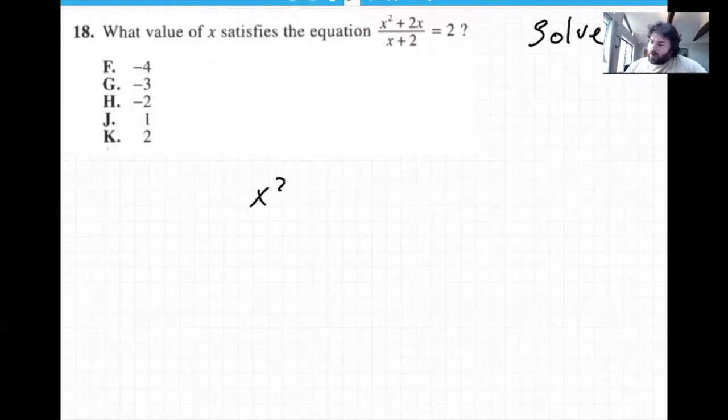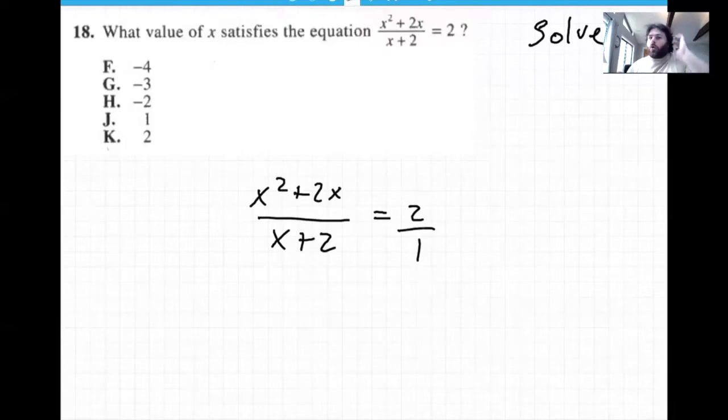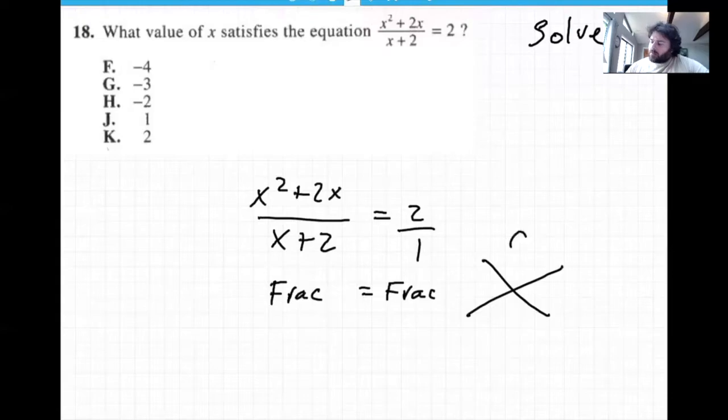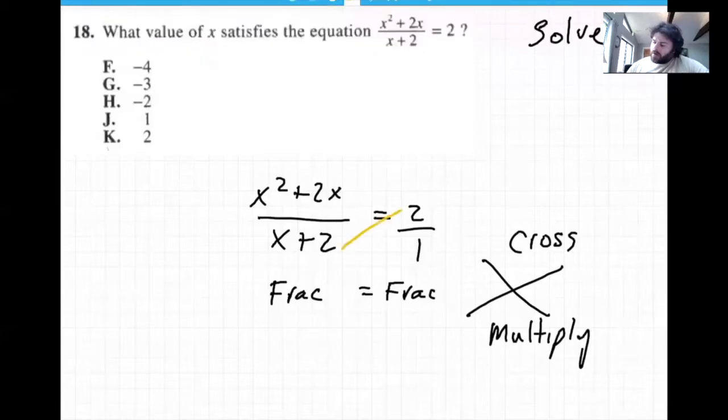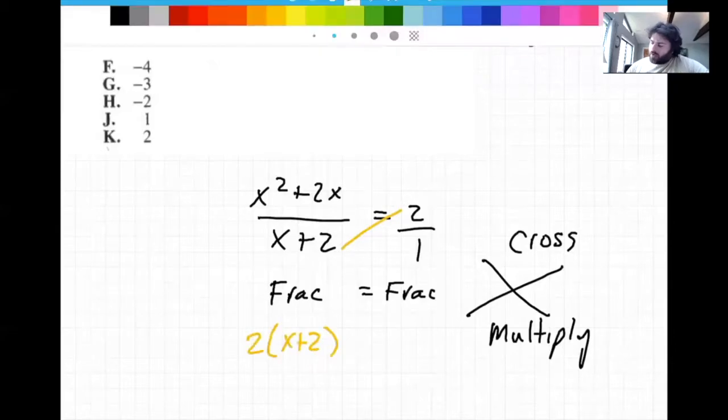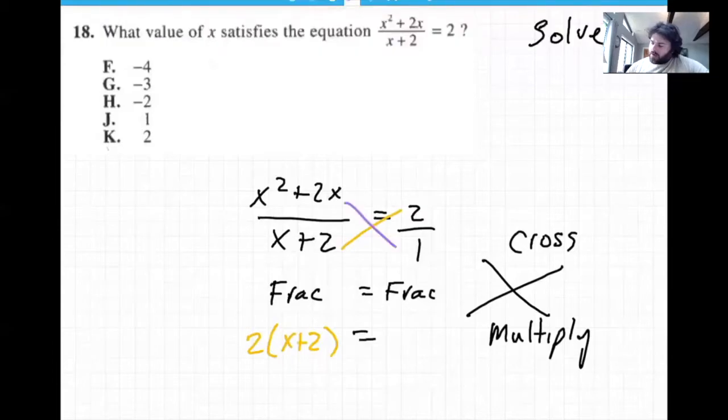So we have our x squared plus 2x over x plus 2 equals 2. First thing I would do here is cross multiply. I have a fraction equal to a whole number, but I can make that whole number a fraction. And anytime I have a fraction equal to another fraction, I always cross multiply. So you're looking at the product of these two, and you get 2 times x plus 2, and that is equal to the product of these two. And 1 times anything is itself, so that's not terribly challenging.